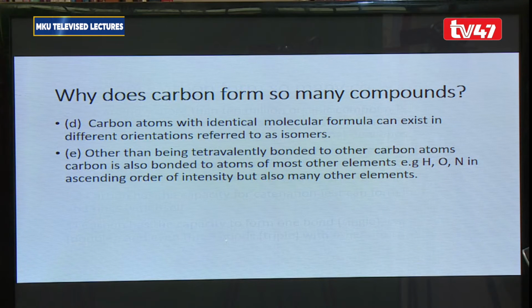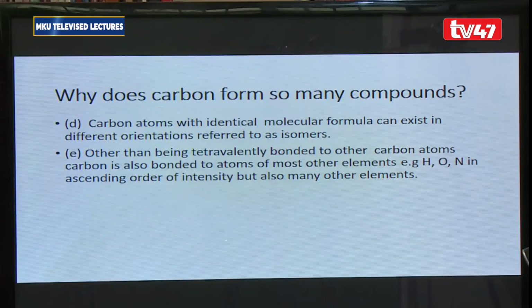The other point, number 4, is that carbon atoms can have identical molecular formulas. You may have the same number of elemental components in a carbon compound, and yet you have different carbon compounds. That is due to different joining or constitution of those elements, or the way they are oriented in space. And this is what is generally referred to as isomerism. So we can say that carbon has the capacity to form very many different types of isomers, more than any other element.